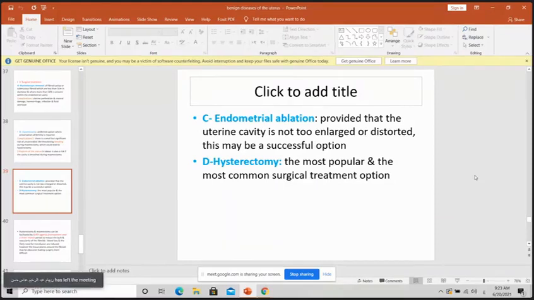هذا الاندوميتريال ابليشن كان يوفر symptomatic relief لكن بشرط اذا the uterine cavity is not too enlarged or distorted by a submucosal fibroid. يعني قد يكون a successful option in treating or in providing symptomatic relief for the menorrhagia and dysmenorrhea. طبعا the fourth surgical treatment option that is considered the most popular and the most common practiced surgical treatment is by excising the uterus as a whole, يعني hysterectomy.